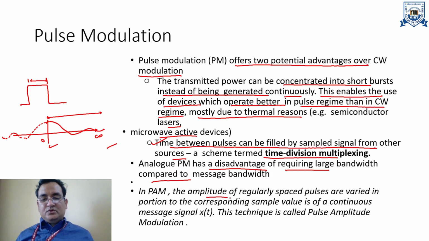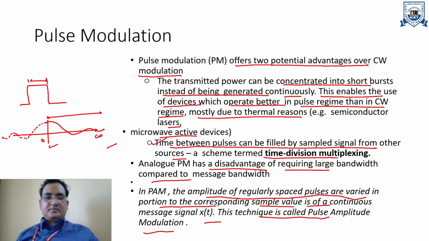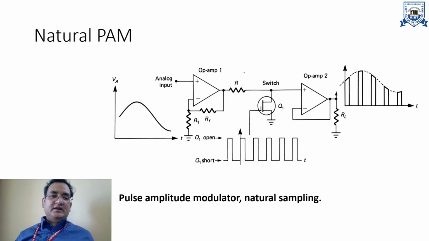In PAM, the amplitude of regularly spaced pulses is varied in proportion to the corresponding sample values of a continuous message signal. This technique is also considered as pulse modulation, pulse amplitude modulation. This is a block diagram, a pictorial presentation, of how we can generate a natural PAM with the help of operational amplifiers. So this is your message.